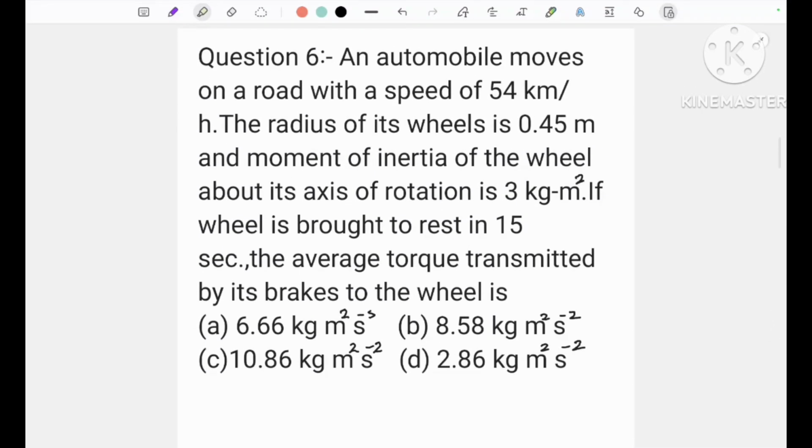Next, an automobile moves on road with speed 54 km per hour. The radius of wheel is 0.4 meter and moment of inertia of the wheel about its axis of rotation is 3 kg meter square. If wheel is brought to rest in 15 seconds, the average torque transmitted by the brakes to the wheel is.